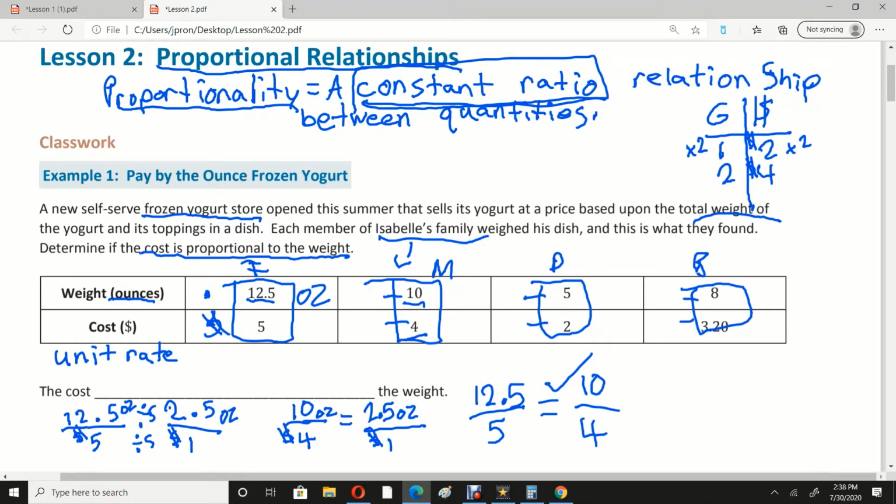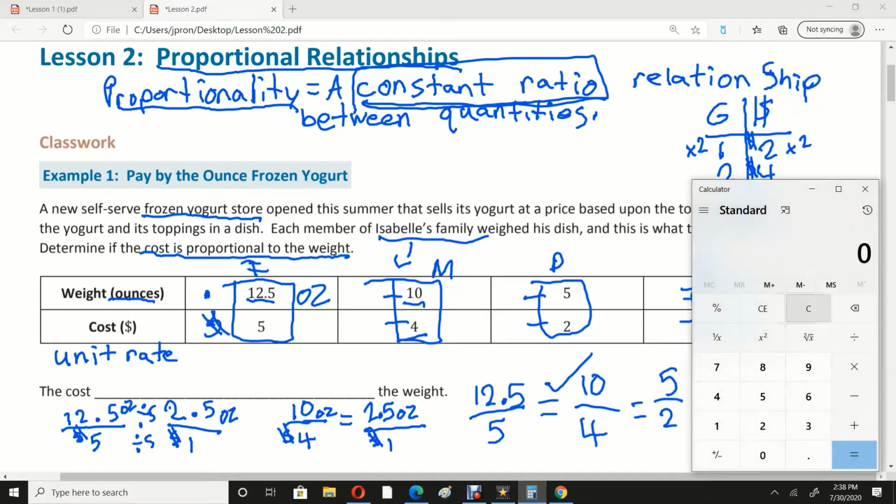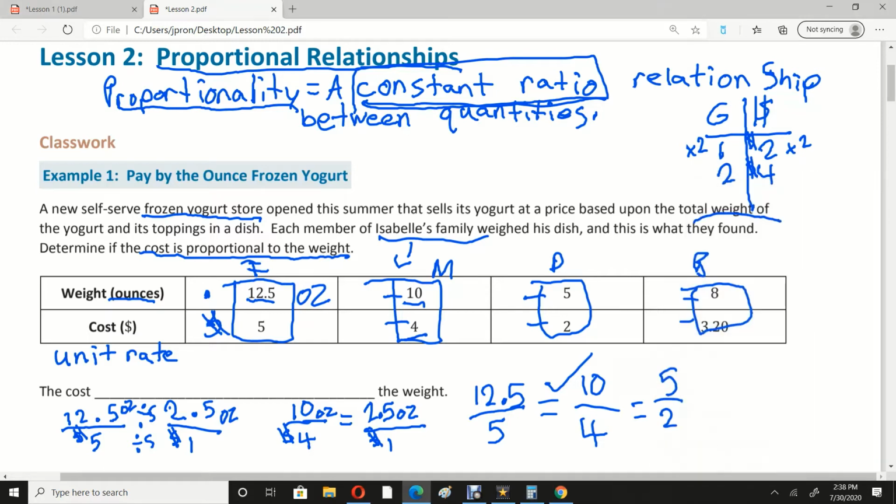But can we safely say that the rest of this is going to be proportional? What about 5 ounces for $2? Well, let's just try it. Let's write this out, 5 over 2. Let's just do our long division. We've learned how to do long division. 2.5. So again, yeah, we know that those are proportional.